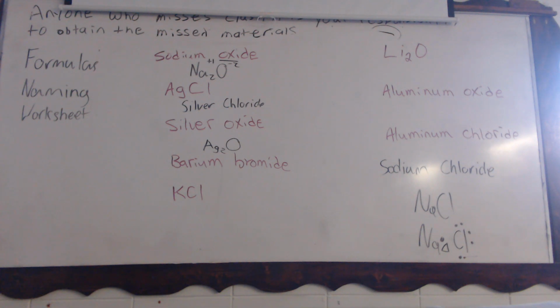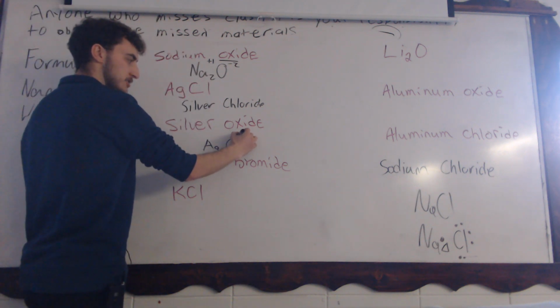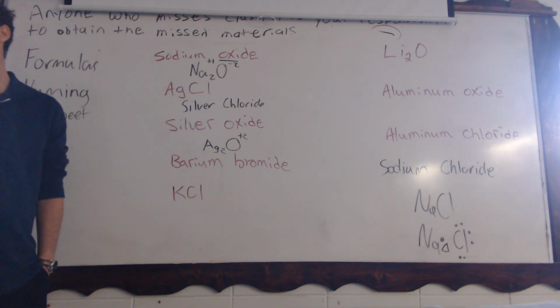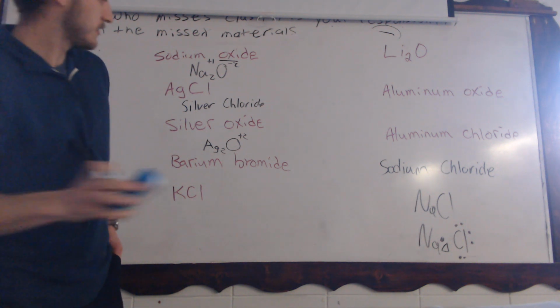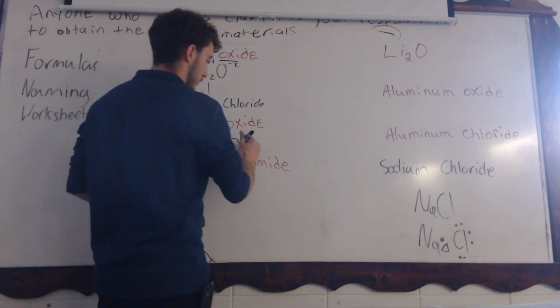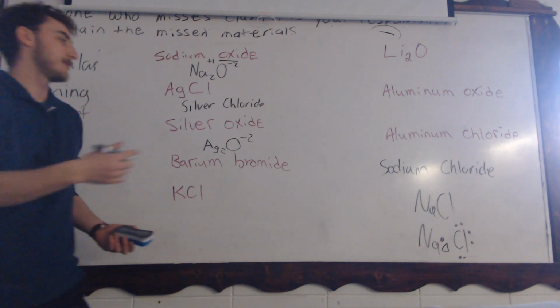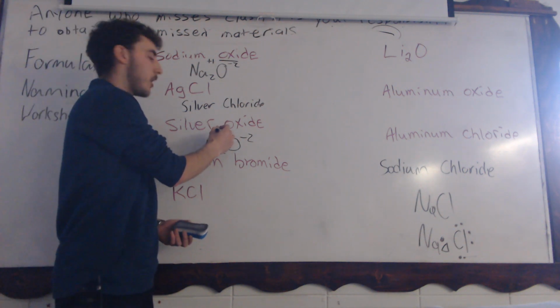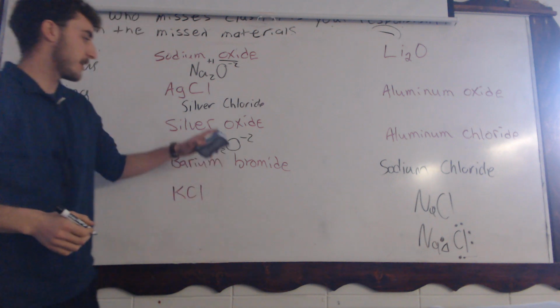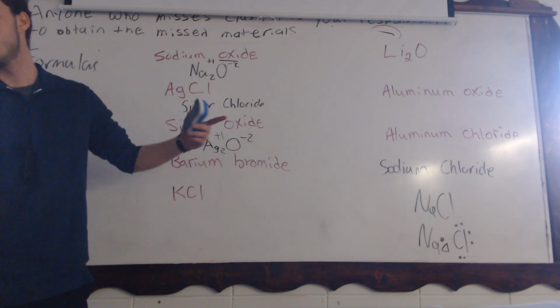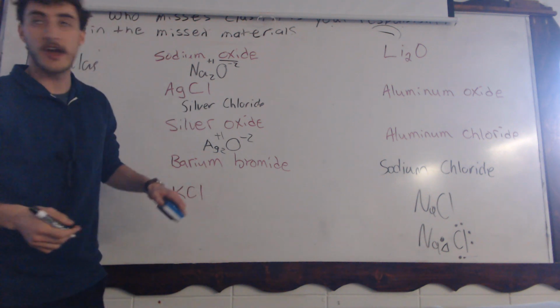Why did we know it was 2 Ags? Because oxygen has a negative 2. What does silver have? Positive what? 1. So that means we have to have 2 to meet the negative 2.